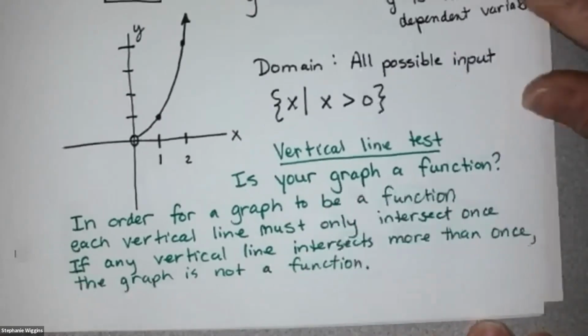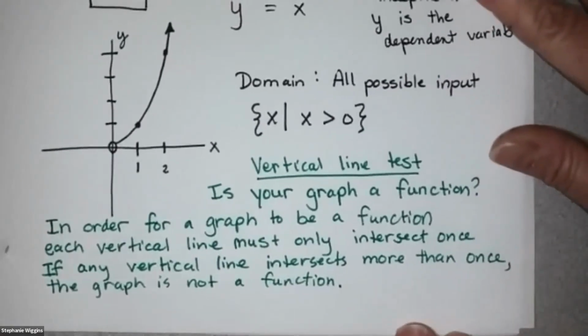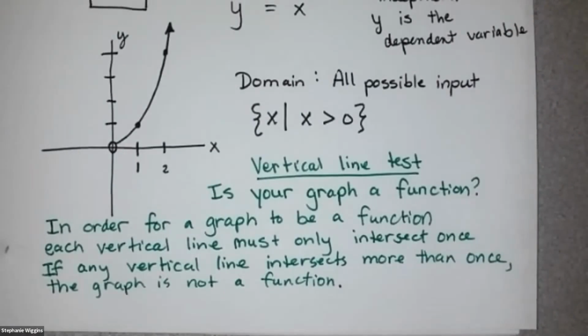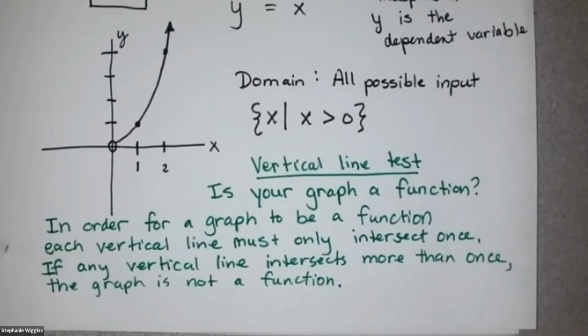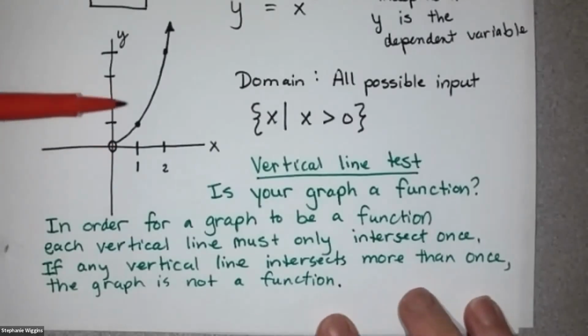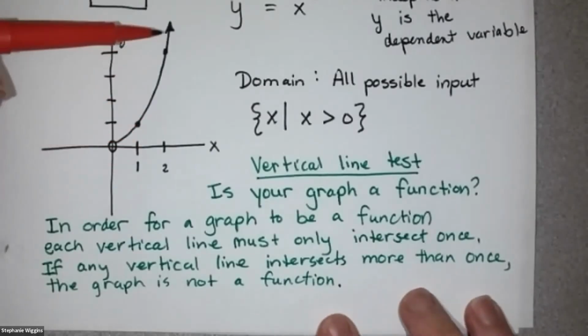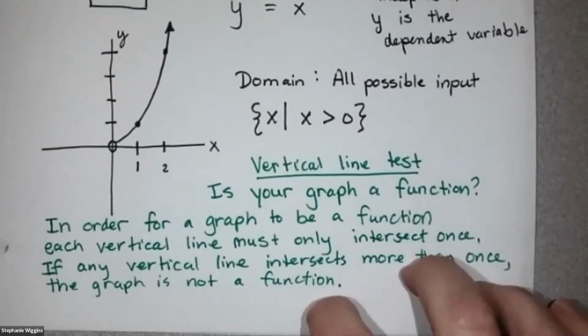All right. Again, in order for a graph to be a function, each vertical line must only intersect once. And if any vertical line intersects more than once, the graph is not a function. So all it takes is one line for it to fail. If you can find one line where it intersects twice, then you know it's not a function. But this is a function, okay? Every single vertical line that I draw intersects exactly once.